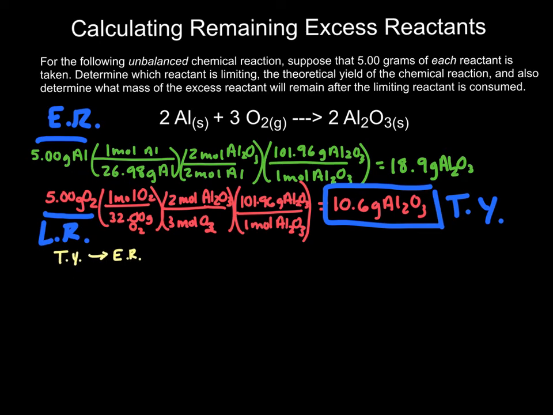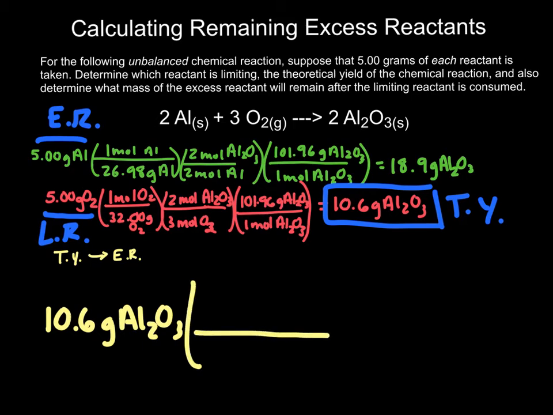So our theoretical yield here is 10.6 grams of aluminum oxide. And we're going to use the molar mass of aluminum oxide. The nice thing about calculating excess reactants is that even though we have more conversions, we already did all of the math while we were finding out who the limiting and who the excess reactants are. Now it's a matter of just combining everything in a different way.